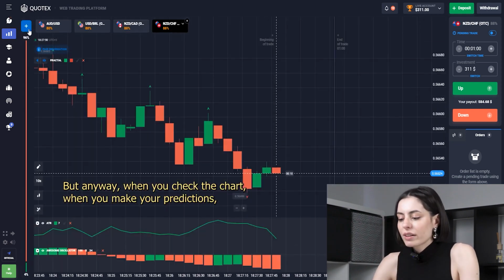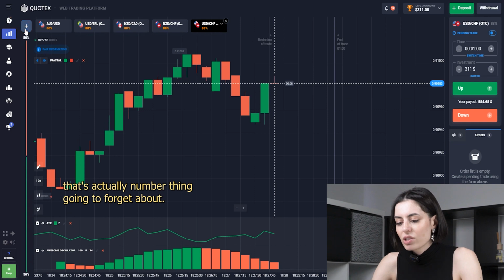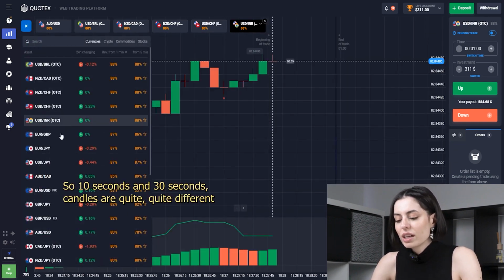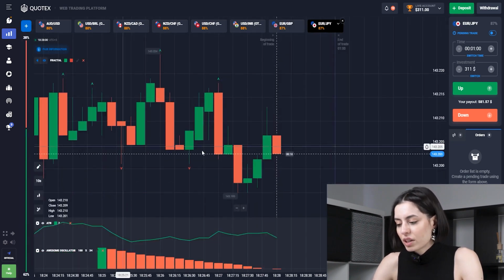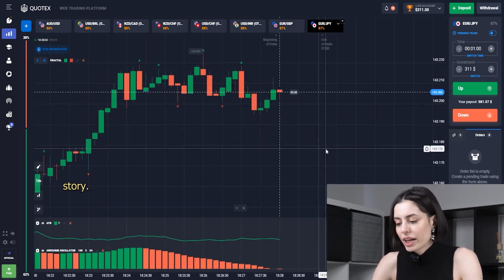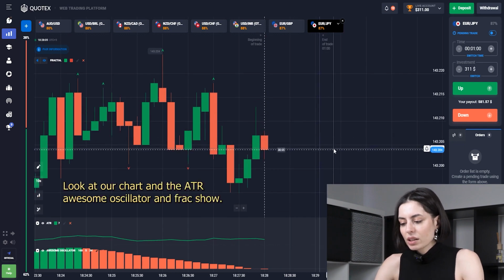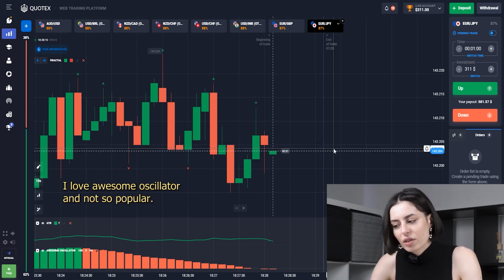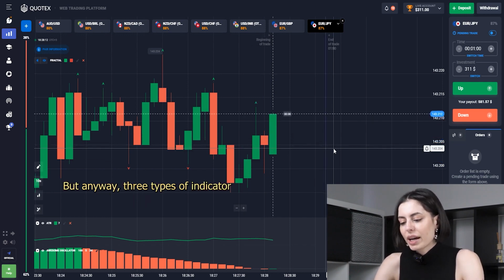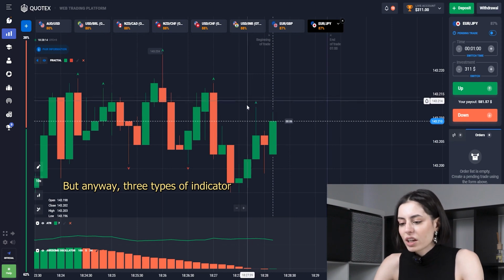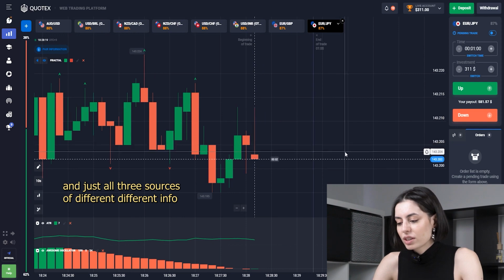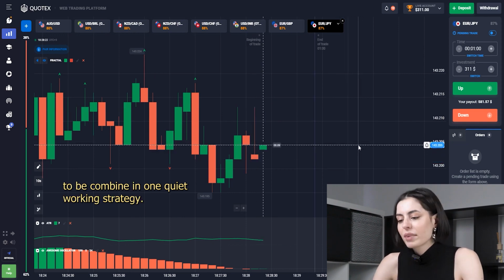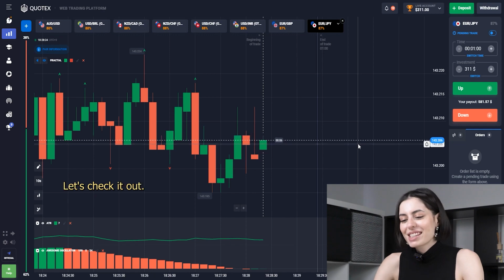But anyway, when you check the chart and make your predictions, that's not the thing you need to forget about. 10 seconds and 30 seconds candles are quite a different story. Look at our chart today: ATR, awesome oscillator, and the fractal. I love the awesome oscillator, not so popular, but anyway, 3 types of indicator, 3 sources of different info to be combined in one quite working strategy. Let's check it out.